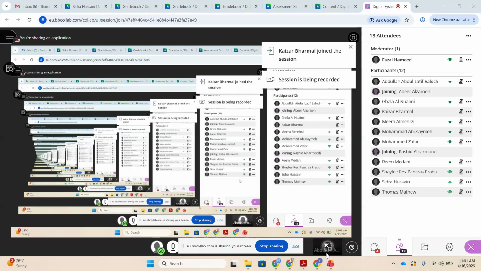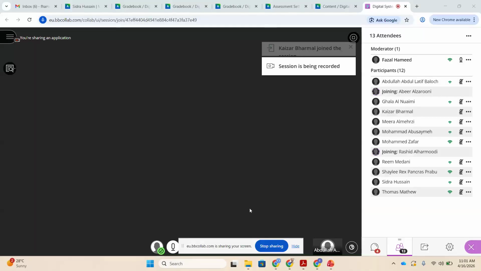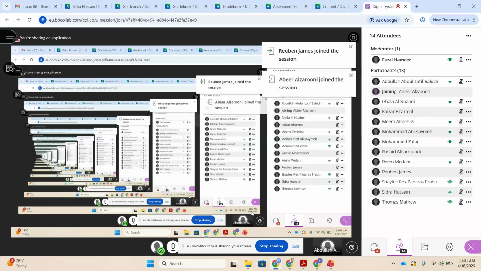Okay, so now we are starting with a new topic. Today's lecture topic is the sequential circuit. Can anyone let me know what is the difference between a combination and a sequential circuit?